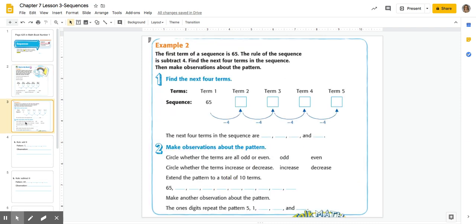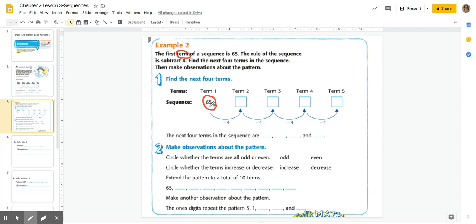All right, I want you to turn to the next page, the top of page 426. And we're going to look at example number 2. It says the first term, which remember the first term is the first number in our sequence, is 65. So right here, here's our 65, our first term. The rule of the sequence is subtract 4. Find the next 4 terms in the sequence. Then make observations about the patterns. So we need to find the next 4 terms or numbers.